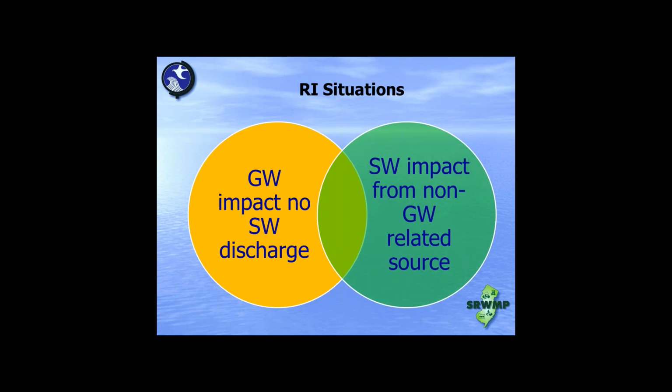So we put this figure into the presentation to represent that not all sites with a groundwater investigation will impact surface water quality. For the sites that do have a contaminated groundwater discharge to surface water, the interaction of the two systems will need to be characterized, and the remedial action is going to need to address impacts to both groundwater and surface water.